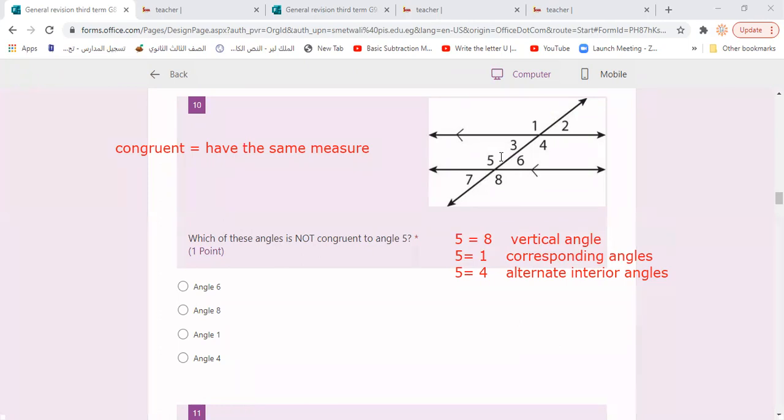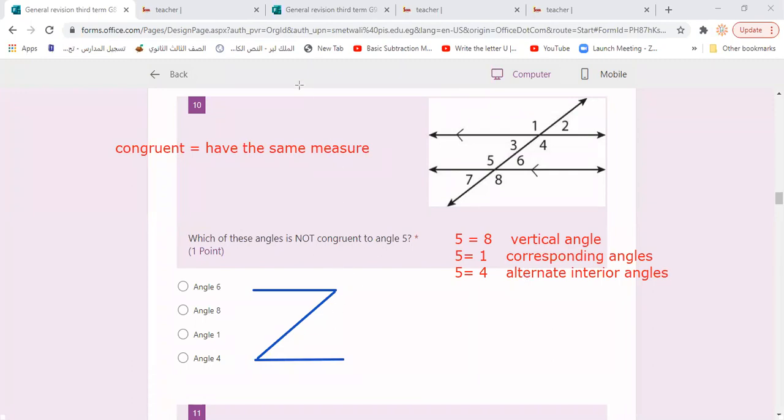Let me also remind you that we can imagine three letters when we want to talk about parallel lines. If you want to find the relation between angles, what is the first one? Letter Z. And letter Z describes alternate interior angles.